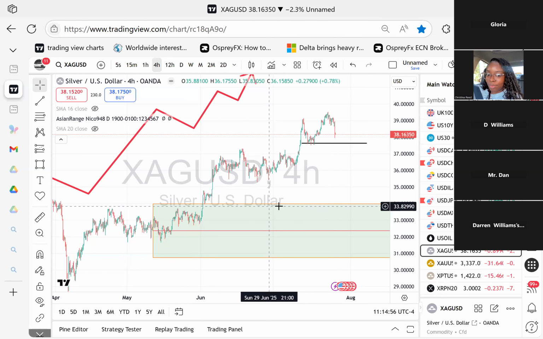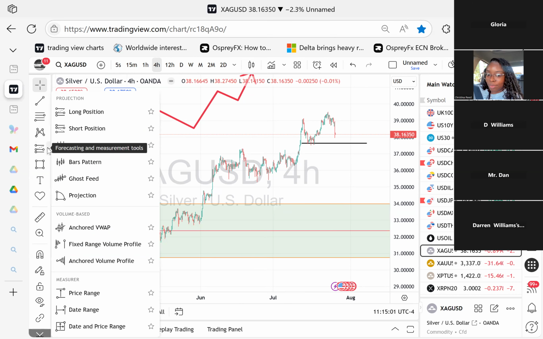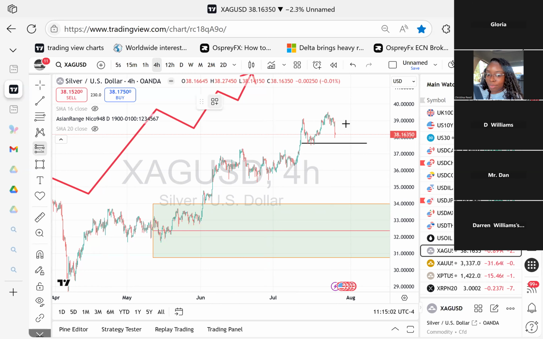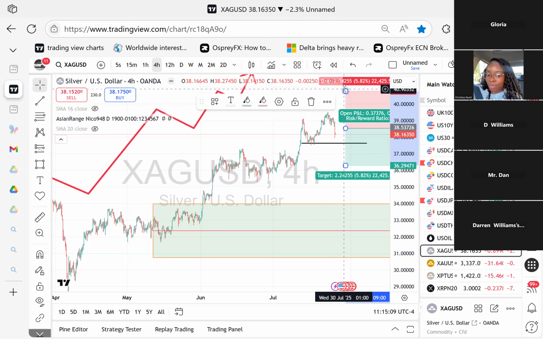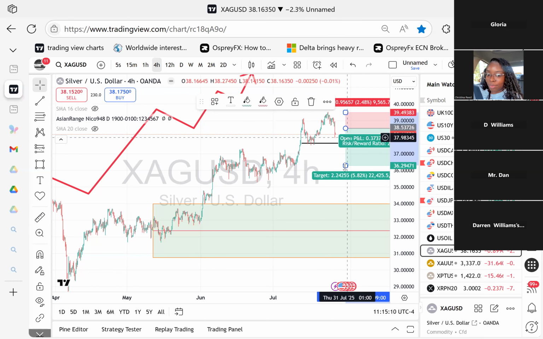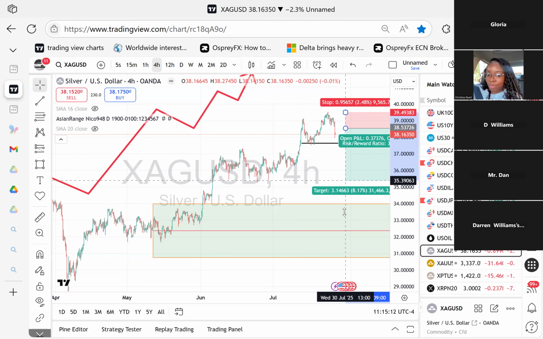That makes sense? So if I was going to take a short, this is exactly how I prepare to take a trade. I see an imbalance up here, right? I would line this trade up just like this.